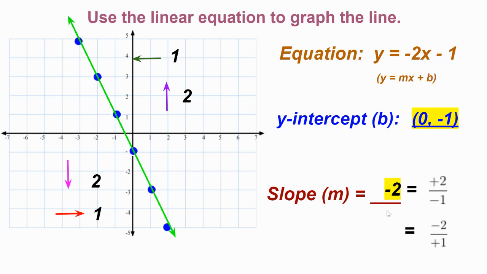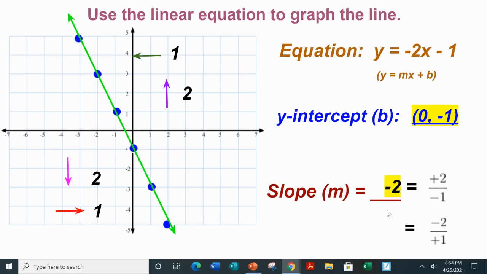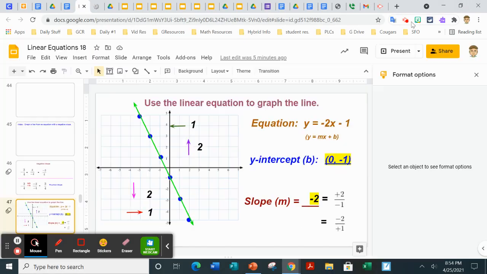Put our line in, make sure I've got my arrowheads, and that is how we graph a negative slope using the equation in y equals mx plus b form. Remember, up and to the left is the same as down and to the right. That's what we're talking about here with negative slope. It's just the opposite of positive slope. Let's go do some graphing and let's see how easy this can be.